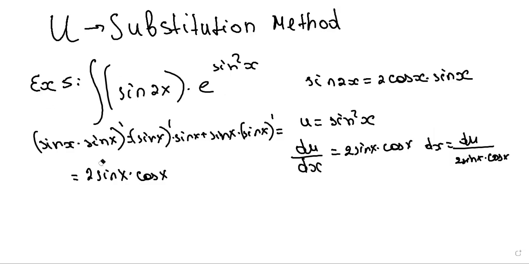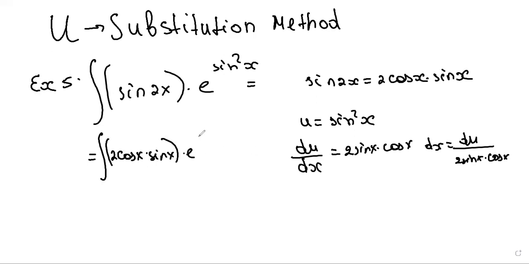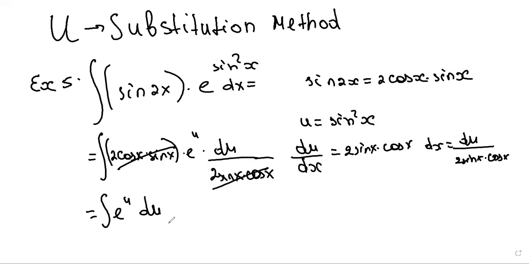So we just read this part. After that, I can write it as 2 cosine x sine x times e to the power of u times dx. I forgot to write dx. So instead of dx, we write du divided by 2 sine x cosine x. So we just remove these two things, and we will have e to the power of u du.